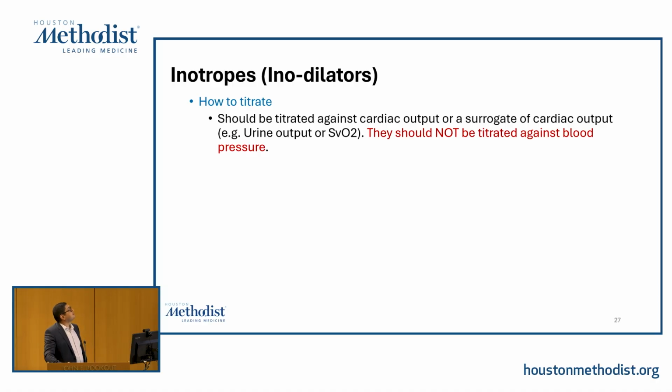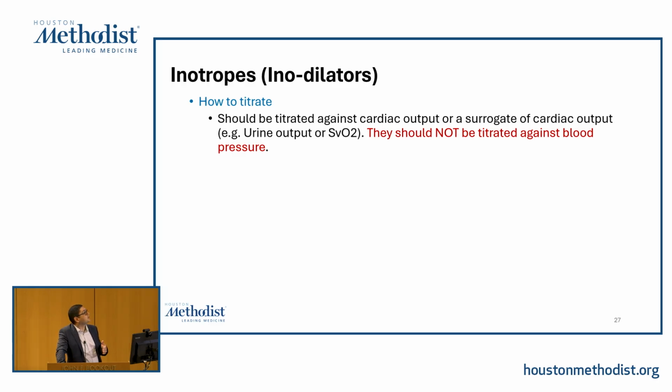So just to summarize about the inodilators, dobutamine and milrinone, since we are using them to boost the cardiac output, then we always have to titrate them against a marker of cardiac output, not against blood pressure. So don't titrate these agents based on the MAP. We already described that these agents might drop the MAP down, but that doesn't mean that they did not work. It doesn't mean that they did not improve the cardiac output. So if you have a Swan, look at the cardiac output when you started the dobutamine. Did it improve?